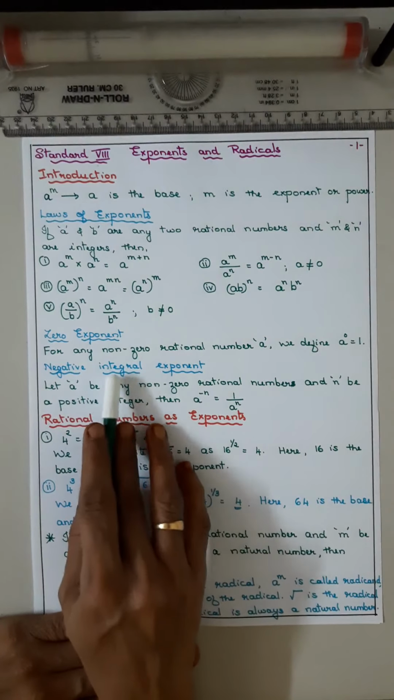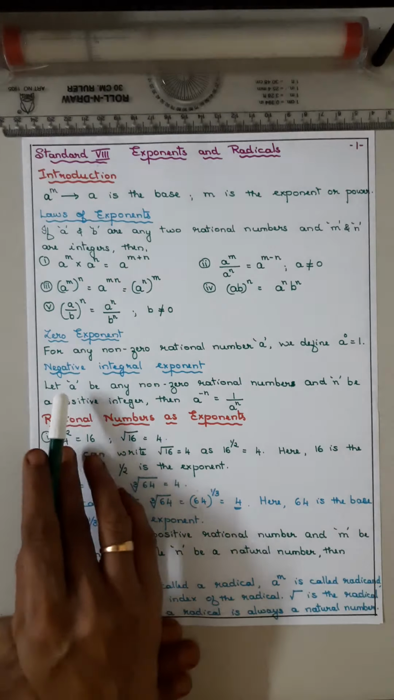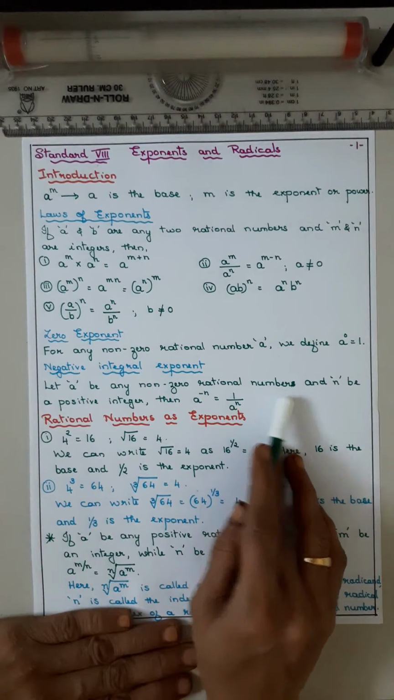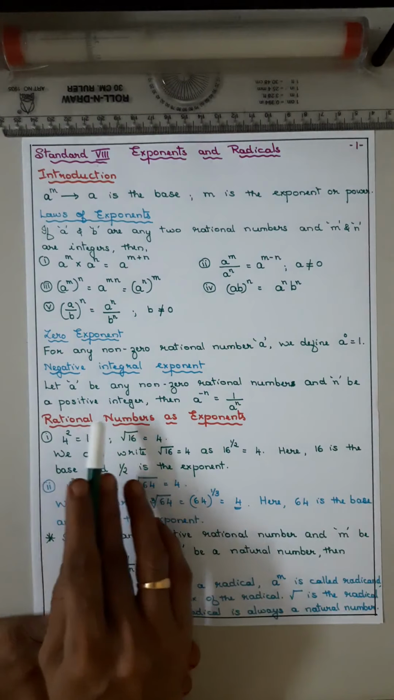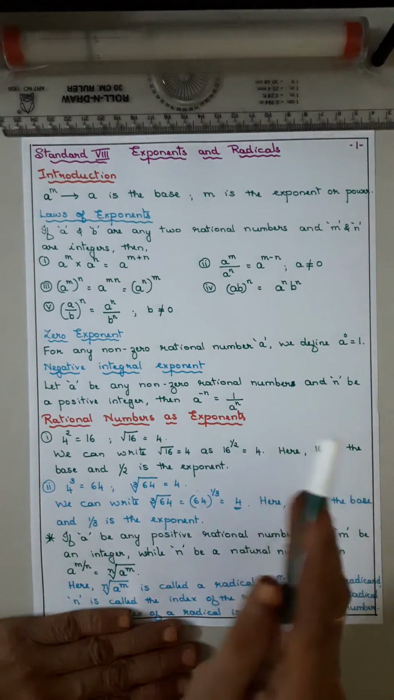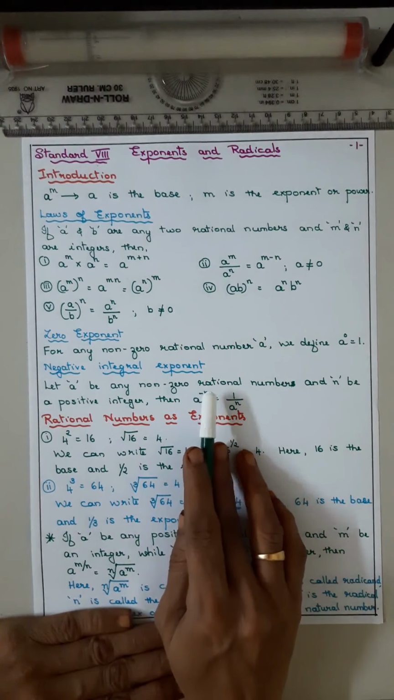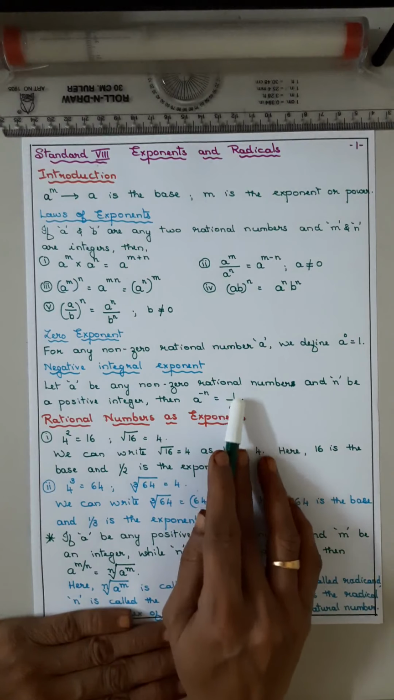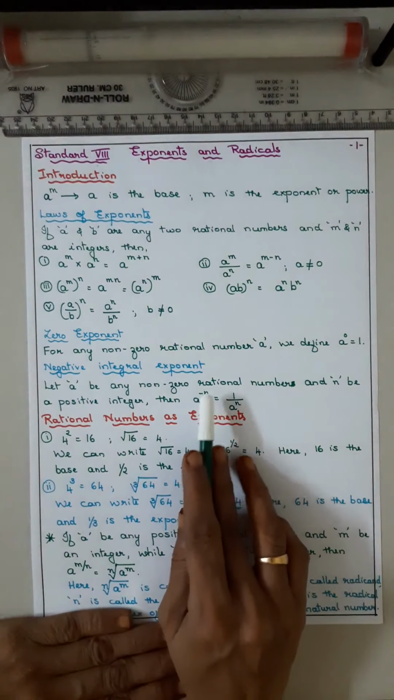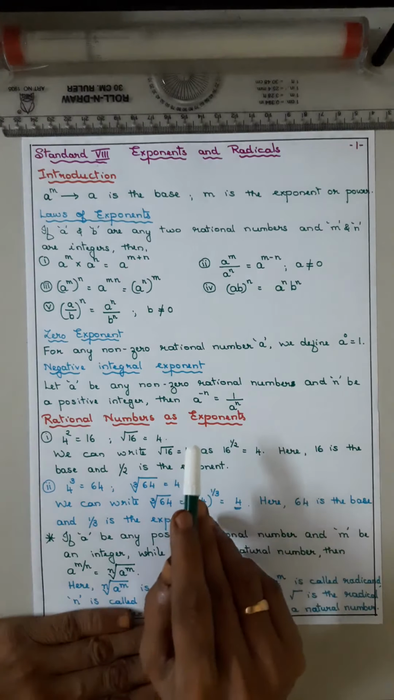Now negative integral exponent. The power is negative. Then how will it be? Let a be any non-zero rational number and n be a positive integer. So the base is a non-zero rational number and the power is a positive integer. Then a to the power minus n is equal to 1 by a to the power n.